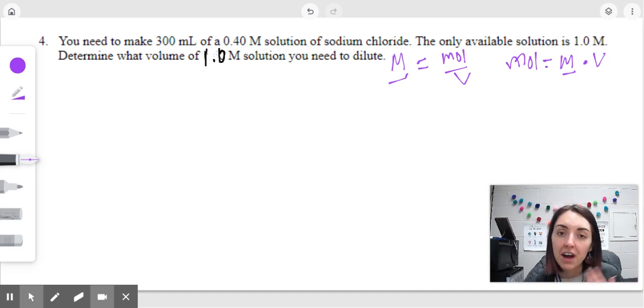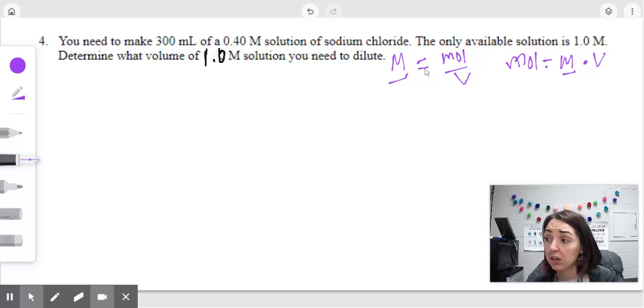Hello, so we're continuing our conversation about solutions and molarity. And today we're going to specifically be talking about dilutions. So, what happens when we need to make a certain molarity solution, but all we have is another more concentrated version of that solution, and we need to dilute it to a specific molarity.